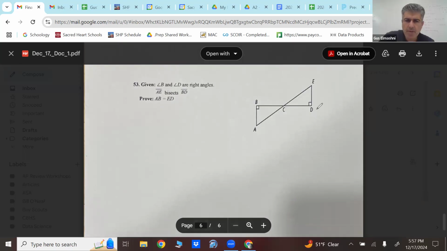You're gonna be the right angles. AE bisects BD. Okay, so bisects, I mean those are the same. You want to prove that AB equals ED. Well, we know these are the same also.